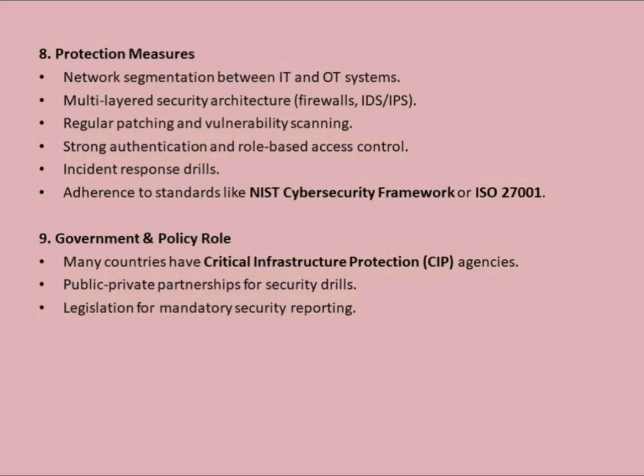Let's look at the protection measures for critical infrastructure, CI, and the role of government and policies in safeguarding it. Protecting CI requires multiple layers of defense to reduce the chances of a successful attack. Network segmentation is one key measure, separating IT systems, like email and business applications, from OT systems, like power plant controls, and prevents attackers from easily moving between networks. A multi-layered security architecture that includes firewalls, intrusion detection systems, IDS, and intrusion prevention systems, IPS, helps block and detect suspicious activity before it reaches critical assets.